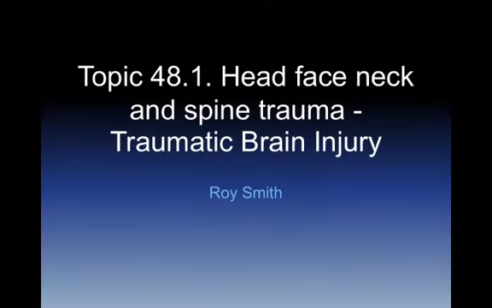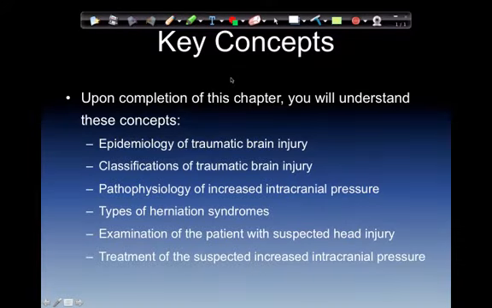This is going to be topic 41.8, head, face, neck, and spine trauma, traumatic brain injury. Key concepts. Upon completion of this chapter, you'll understand the epidemiology of traumatic brain injury, classifications of traumatic brain injury, pathophysiology of increased intracranial pressure, the types of herniation syndromes, examination of the patient with suspected head injury, and treatment of a suspected increased intracranial pressure.